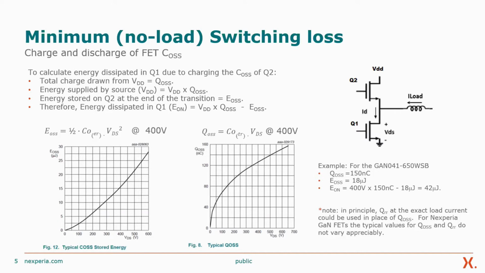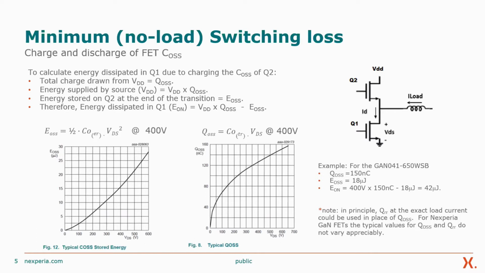So as an example, taking the GaN 041, that's a typical 35 milliohm part. From the data sheet, QOSS is 150 nanocoulombs, EOSS is 18 microjoules, and we can calculate the turn-on energy to be 42 microjoules. So that's the minimum energy that we'll ever dissipate simply charging the output capacitance of Q2.